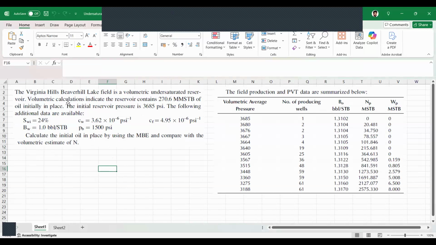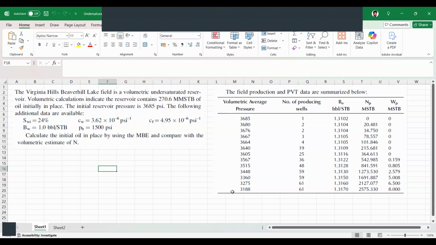The Virginia Hills Beaverhill Lake Field is a volumetric undersaturated reservoir. The calculation indicates that the reservoir contains 270.6 million stock tank barrels of oil in place. The initial reservoir pressure is 3685 psi. The following additional data is available: connate water saturation Swi of 24%, formation water compressibility, water formation volume factor, and bubble point pressure of 1500 psi.